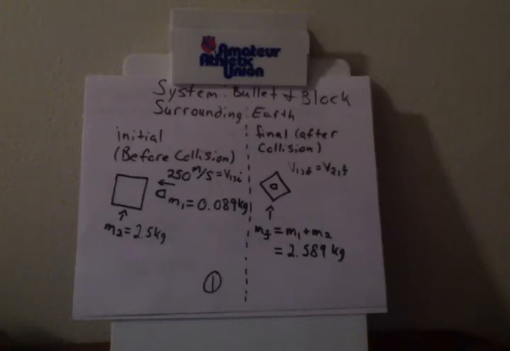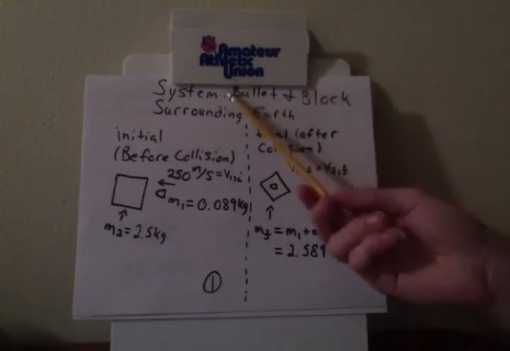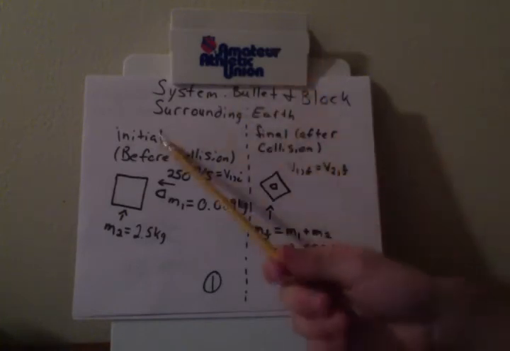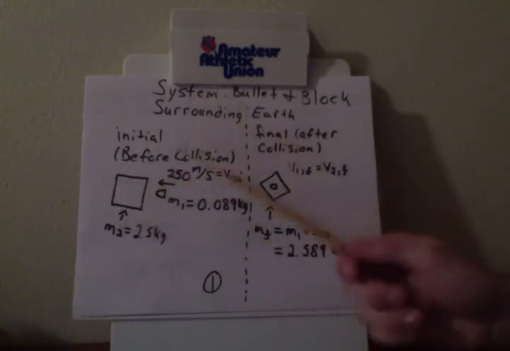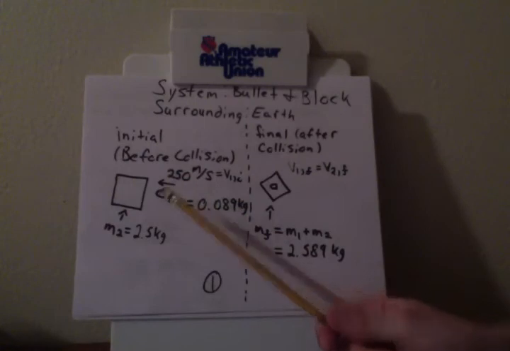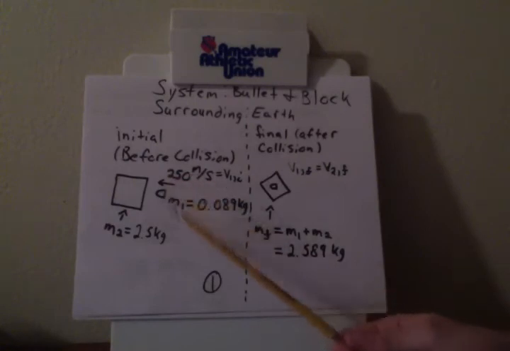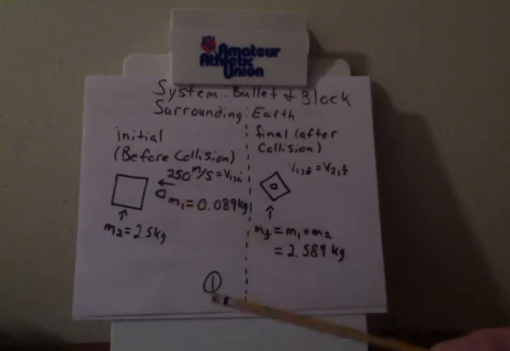Okay, for this problem, I'm considering the system to be the bullet and the block, and the surroundings everything else. So here's a diagram of what's going on before the collision. The bullet's traveling at that velocity. Here's all the different quantities.